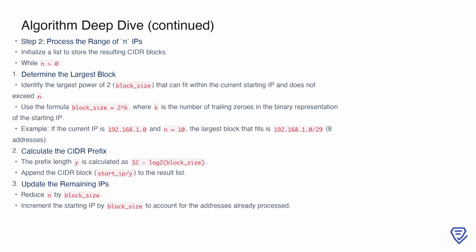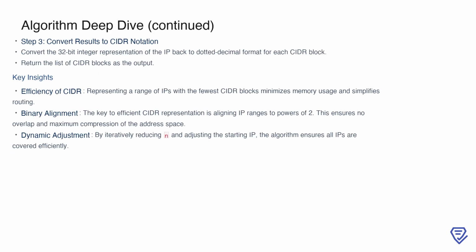The block is added to the result list, and the remaining count of addresses is reduced by the block size. The starting IP is also incremented by the block size, ensuring the algorithm moves to the next unprocessed range. After processing all the IPs, the next step is to convert the results back into standard CIDR notation.